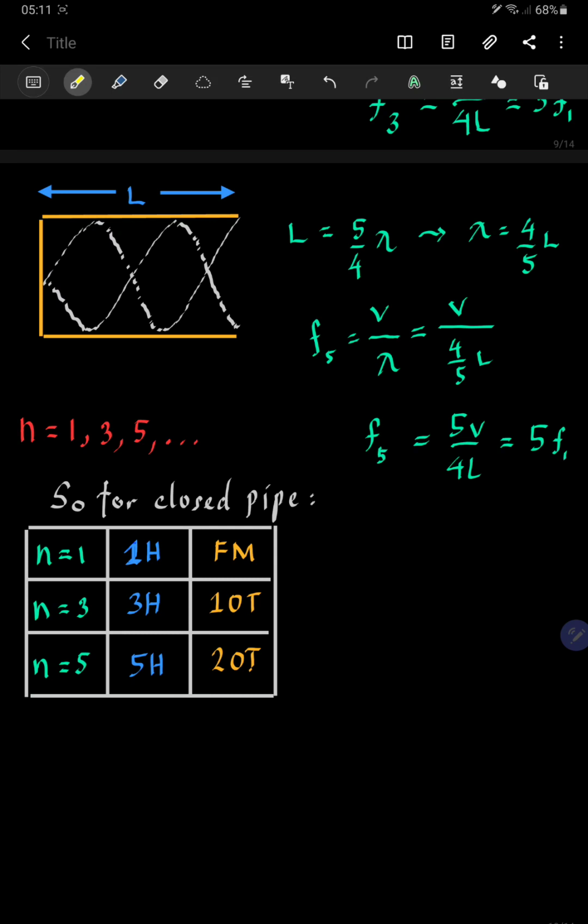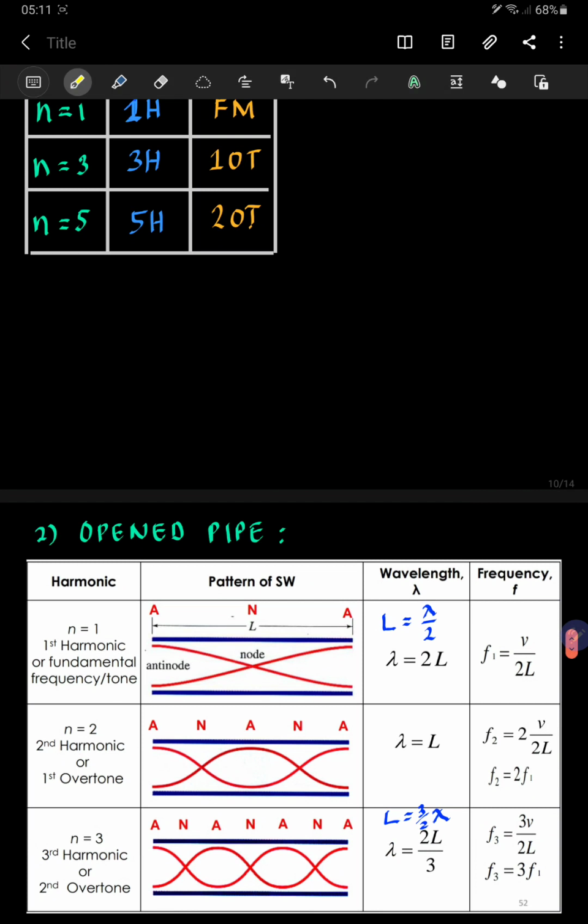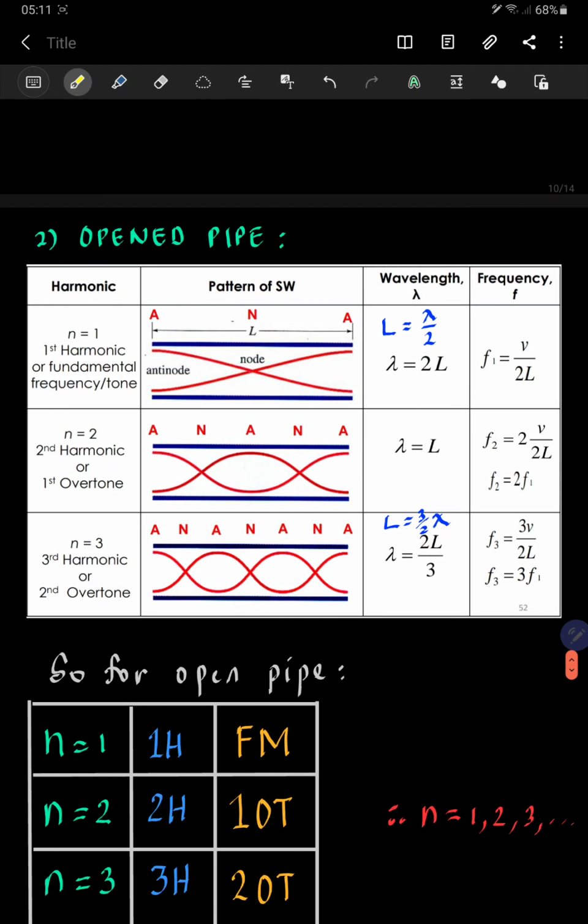Alright. Okay. Next, let's turn to the next part, which is the open pipe. What is the difference between open and closed pipe? An open pipe has both ends open. What does it mean? At both ends, we have the antinode. Alright, so this is the first pattern of the open pipe.